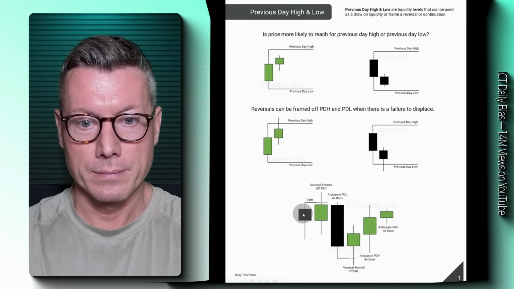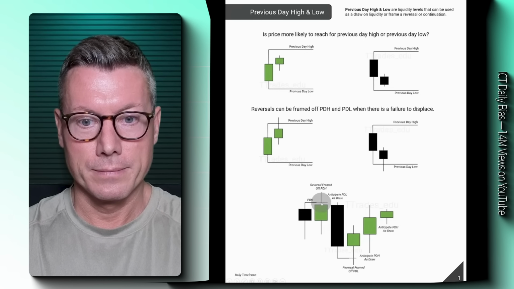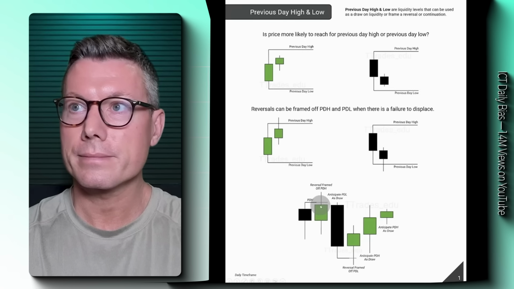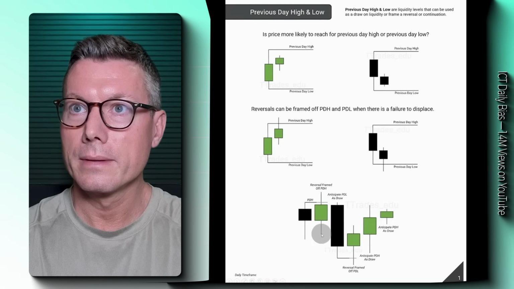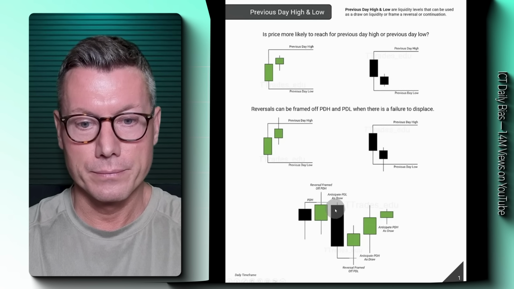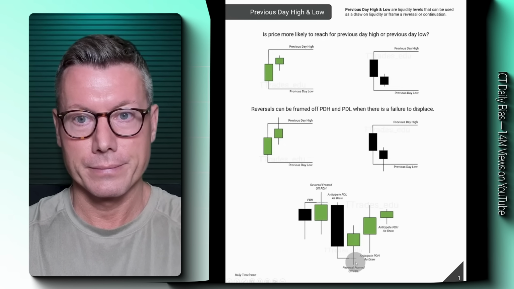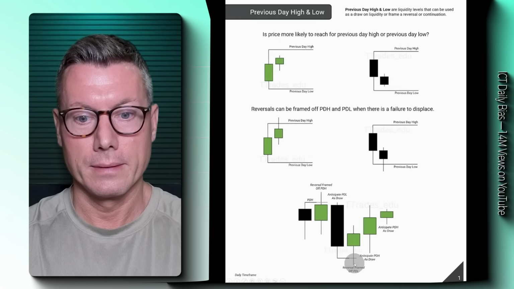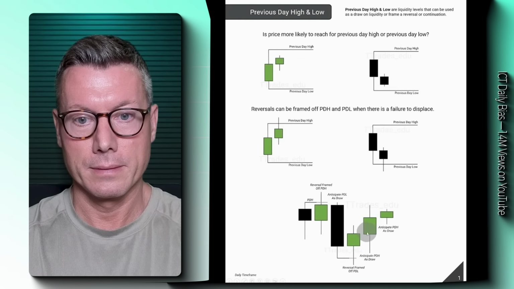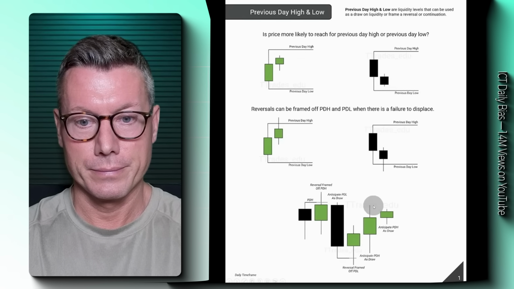So for example here, just using previous day highs and lows, we have our previous day high. A reversal is framed off a previous day high. From here, since we close back in, I'm expecting price to reach for previous day low. As shown here, we reach for this previous day low. The next day, a reversal is framed off of this previous day low as it cannot displace below. Now from here, I'd expect the next day to reach for this previous day high and continue to reach for previous day high until a draw on liquidity is met.